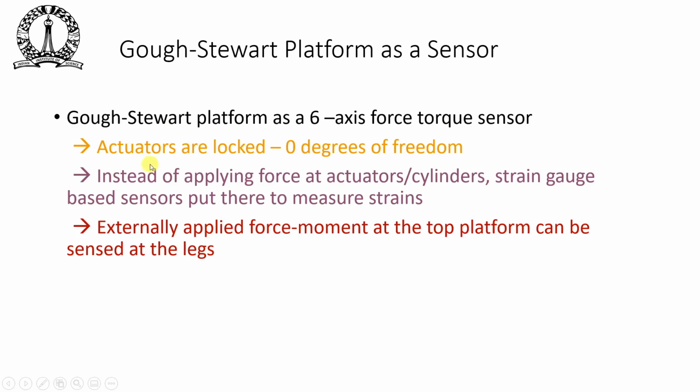When it is used as a sensor, these actuators are locked. When you lock the legs of the actuator, the whole thing becomes a structure. And instead of applying force at the actuators or cylinders, strain gauge based sensors are mounted there. They can measure the strains due to the load acting on the top platform. So essentially the external applied force and moment at the top platform can be sensed at the legs. And we'll show a little bit of the mathematics.